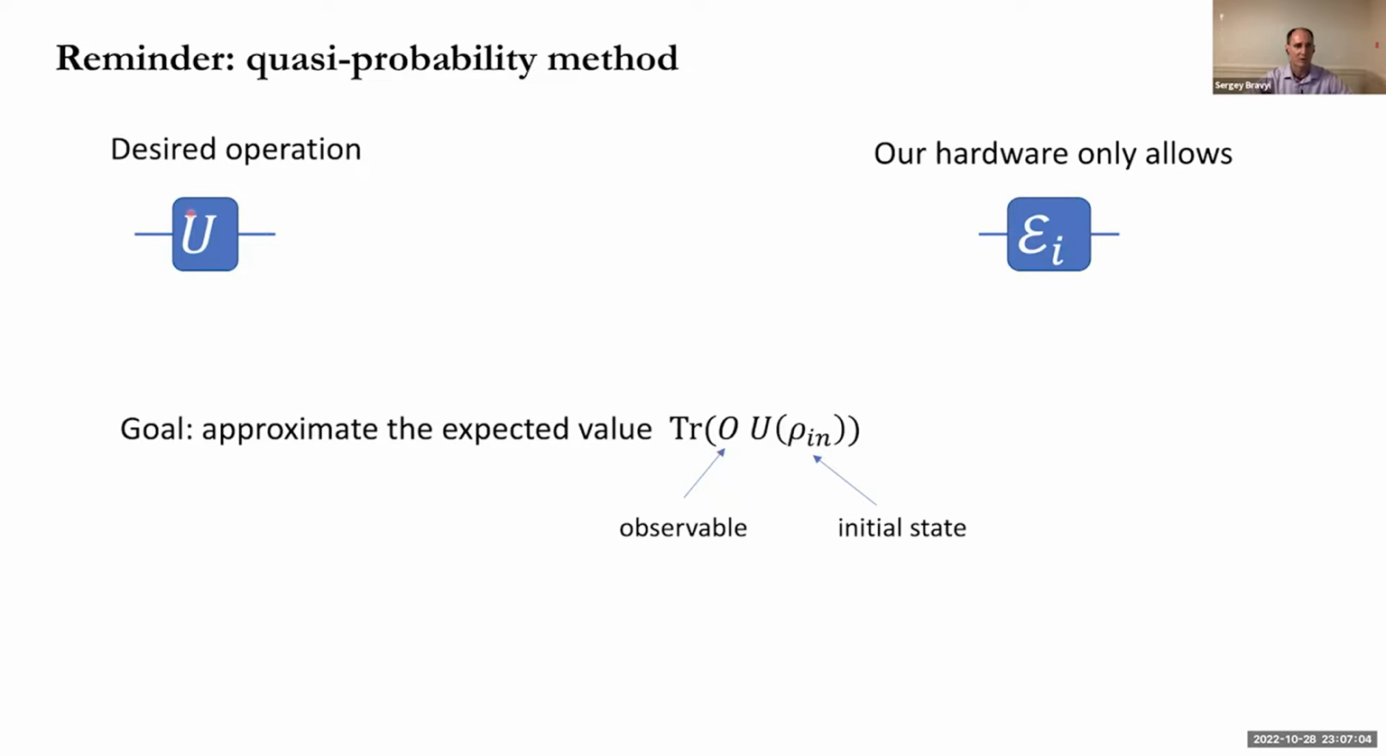Suppose our goal is to estimate the expected value of some observable O on the output state of some quantum circuit U. And we have some set of available operations, which I denote E sub i. These are operations that we can implement on our hardware. For example, E sub i could be a noisy quantum circuit. You should think of each operation as a map or quantum channel that maps density matrices to density matrices.